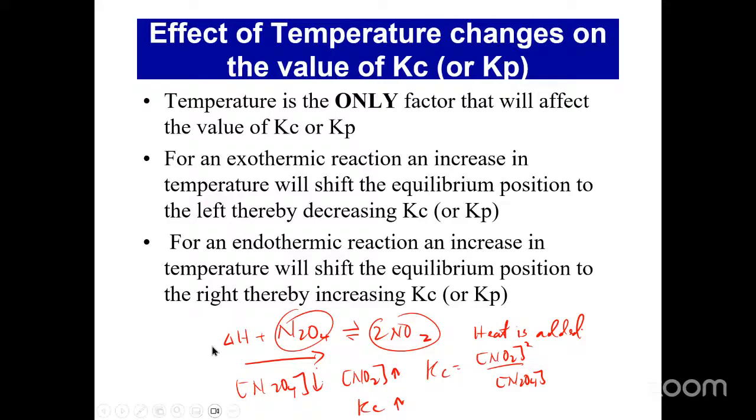So that's basically what is stated in this line right here. For an endothermic reaction such as this one, an increase in the temperature will shift the equilibrium position to the right, and therefore Kc or Kp or any other K that you're going to need will increase if it's an endothermic process. And of course, the opposite is true if the reaction is exothermic as written. So remember again, temperature is the only factor that would affect the value or magnitude of the Kc or Kp or any of the equilibrium constants that you're going to need. Any questions about what we just discussed here?